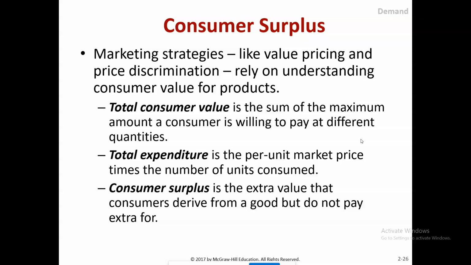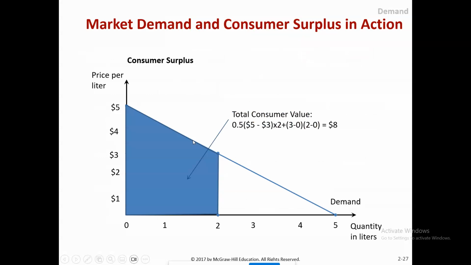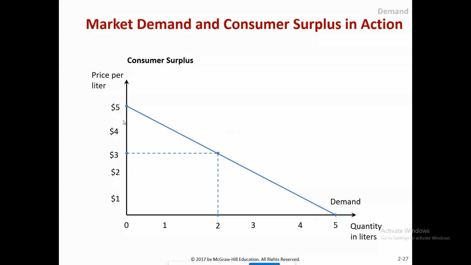Now, in order to figure out consumer surplus, there are another two terms. One is total consumer value. It is the sum of the maximum amount consumers are willing to pay at different quantities, which is highlighted by this trapezoid area. Remember, demand curve means at every single price level, there is a quantity demanded.